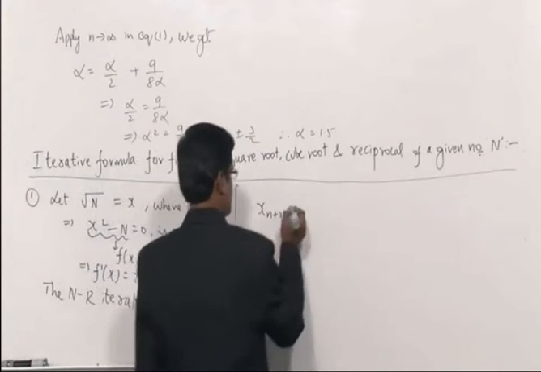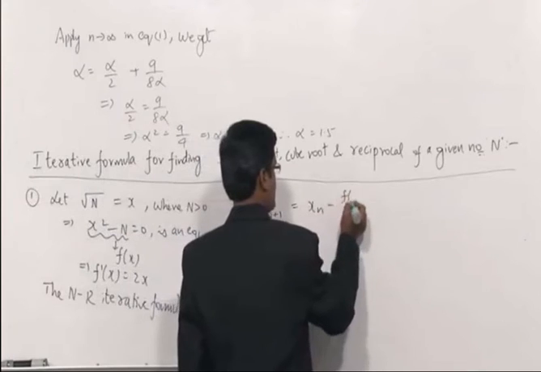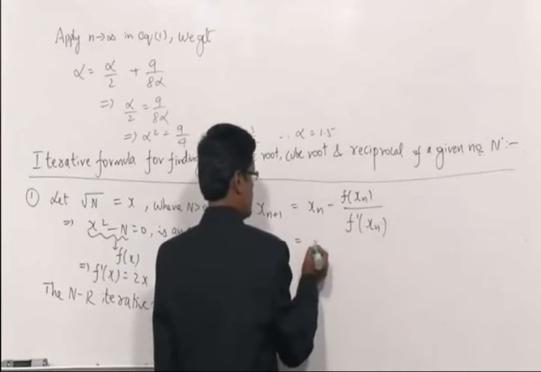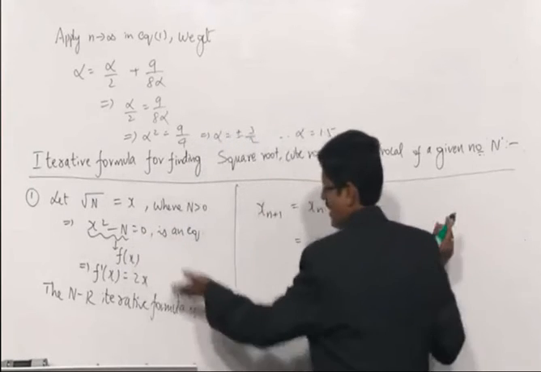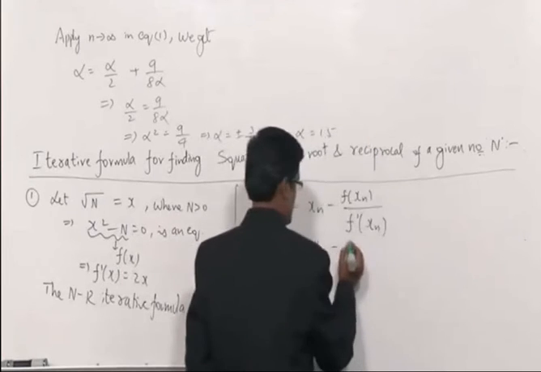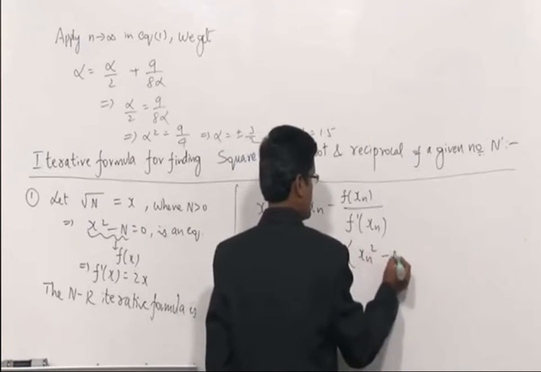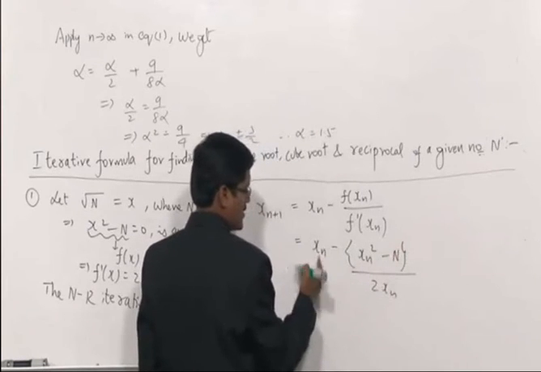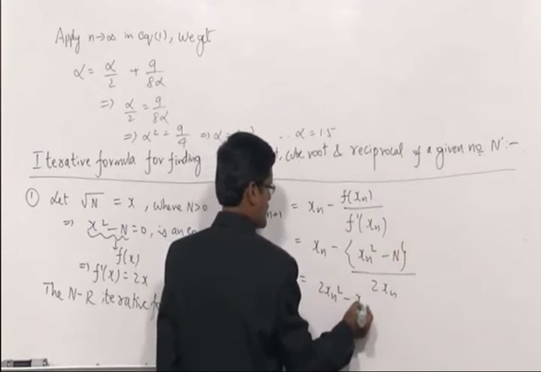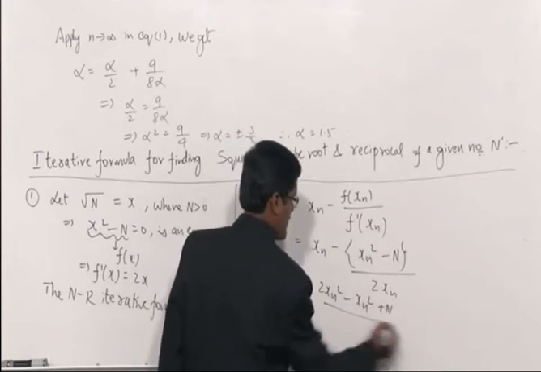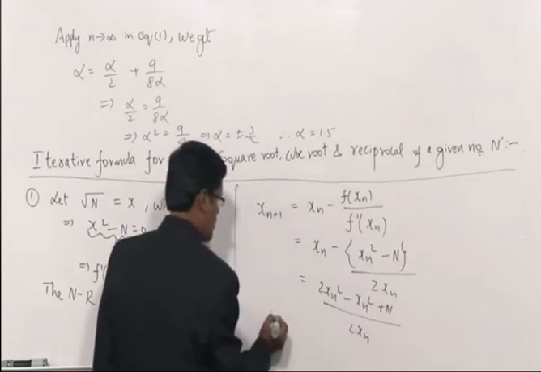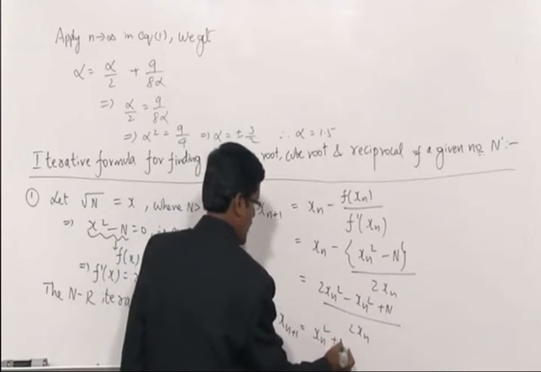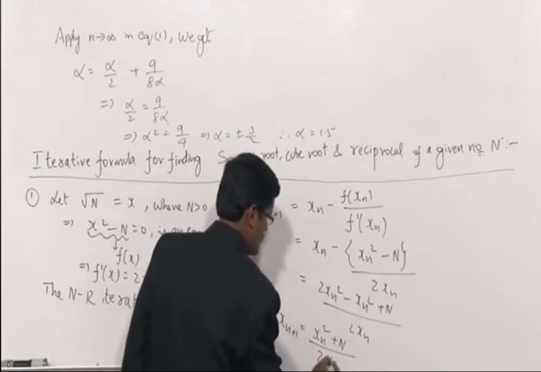xn plus 1 is equal to xn minus f(xn) divided by f dash (xn). What is xn? We don't know. What is f(xn), f dash (xn)? In f(x), f dash (x), substitute x is equal to xn. This gives (xn square minus capital N) divided by 2xn. Taking LCM, 2xn and xn, (2xn square minus xn square plus capital N) divided by 2xn. So what is the formula now? Therefore xn plus 1 is equal to (xn square plus capital N) divided by 2xn.